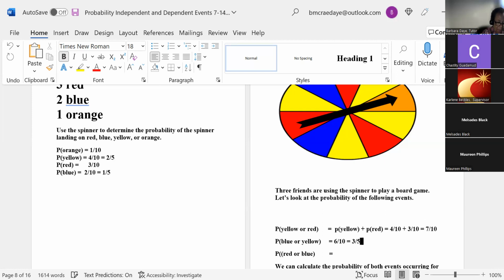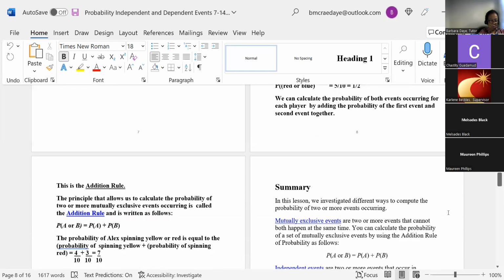Okay. Red or blue, Maureen? What's the probability of getting a red or a blue? 5 over 10. And that simplifies to what, Maureen? 5 over 10 simplifies to half. Yes, 1/2. Half of 10 is 5. So that simplifies to 1/2. Okay, so that's the addition rule.